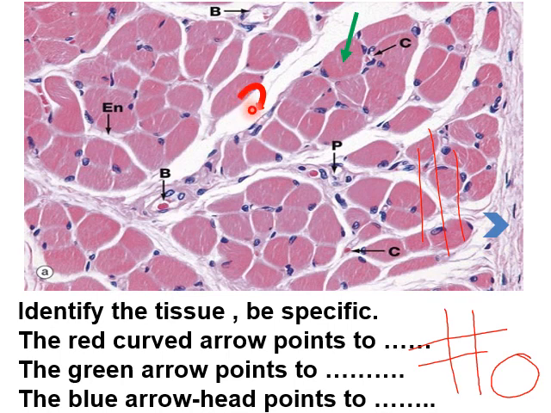Curved arrow is the perimysium. The green arrow is the muscle fiber. The blue arrow is the epimysium.